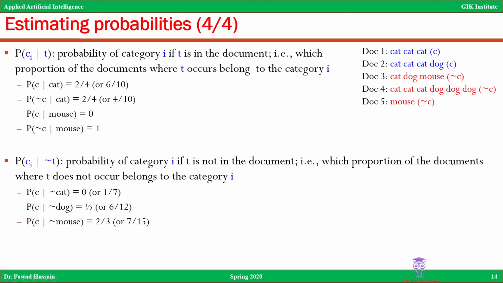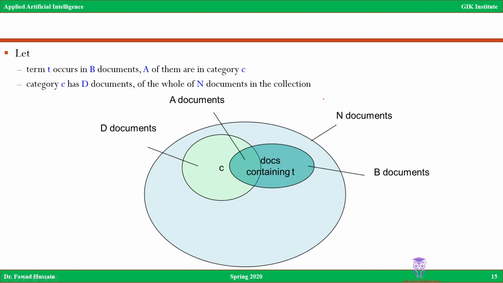And I can use the other one. What's the probability of not a mouse? So mouse occurs in 2 documents, so it means it does not occur in 3 documents. What's the probability of C? 2 out of those 3. So I can calculate all the probabilities that I need from this data.